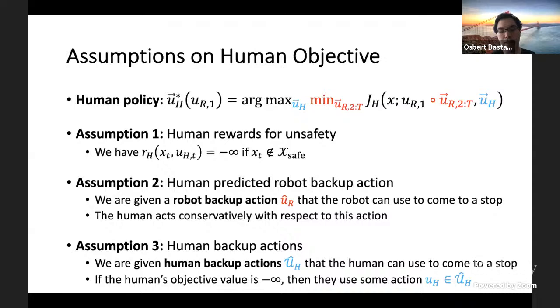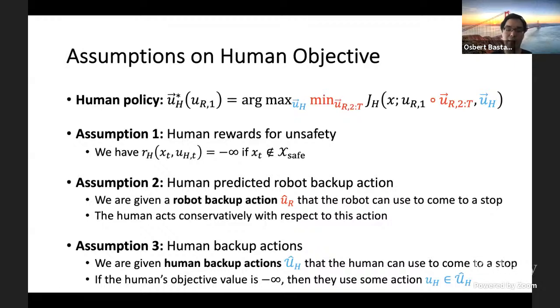And the final assumption is on the human backup action. The final assumption is that we're given a set of human backup actions that the human can use to come to a stop. And the only thing we're going to assume about this set is that if the human's objective value is -infinity, so if the maximum objective value over the human actions UH is -infinity, then basically that means that all human actions have equal objective value. Basically, the human doesn't have any idea how they can maintain something that doesn't lead to an unsafe state.